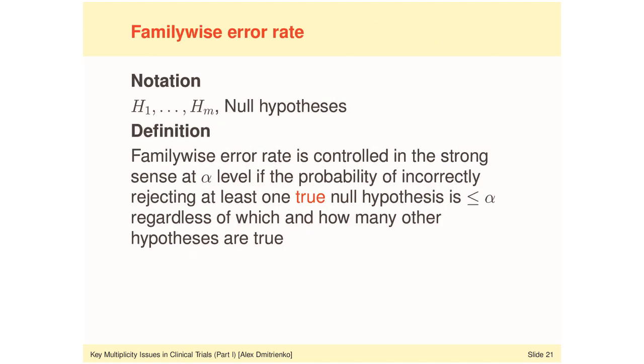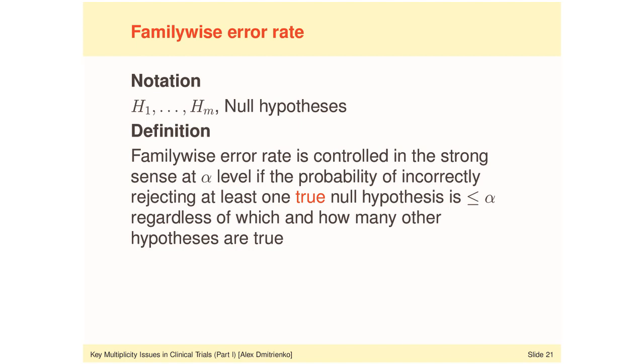Let us now provide a formal definition of the family-wise error rate. We're going to consider a clinical trial with null hypotheses of no effect that are denoted by H1 through HM. And in confirmatory clinical trials, the family-wise error rate must be controlled in a strong sense at a pre-specified alpha level, for example, two-sided alpha of 0.05 or one-sided alpha of 0.025.